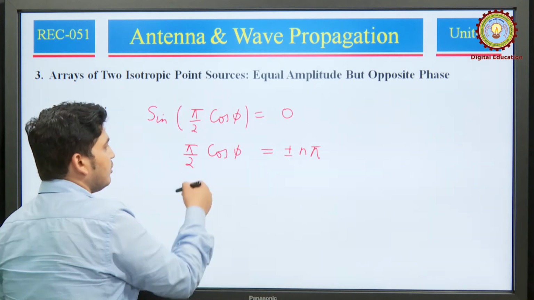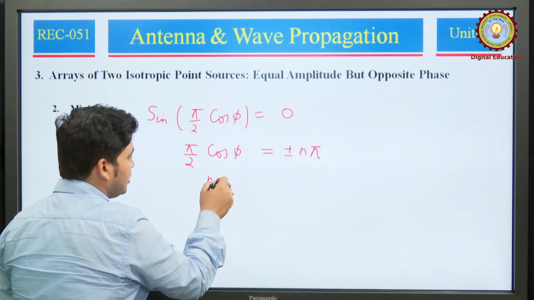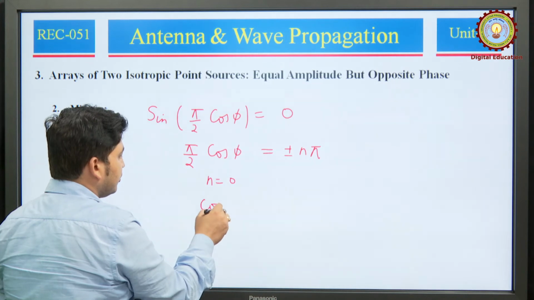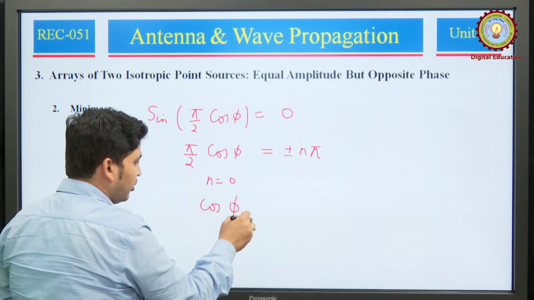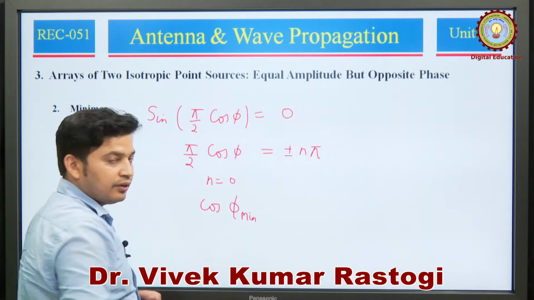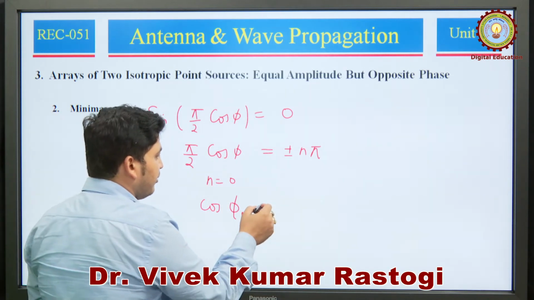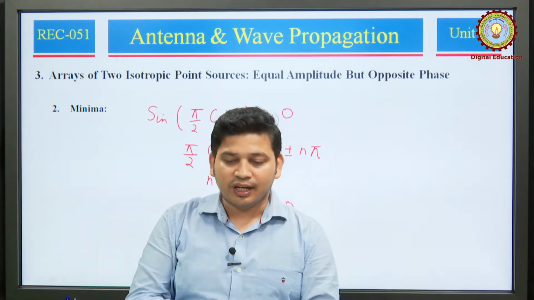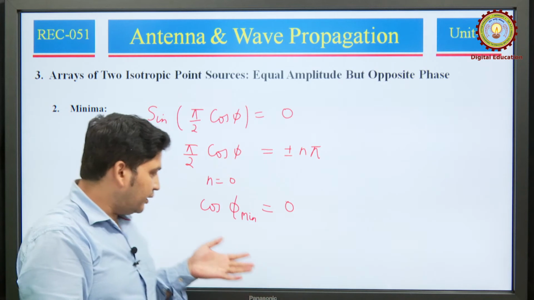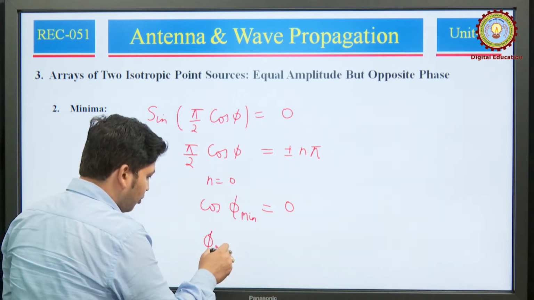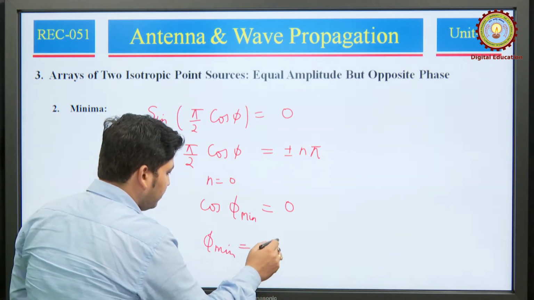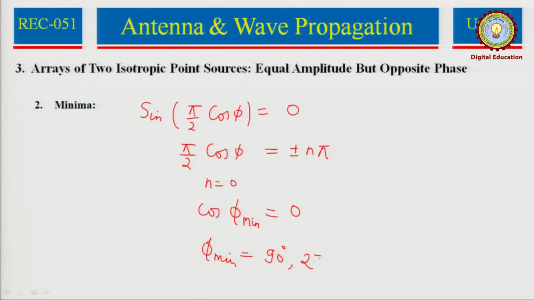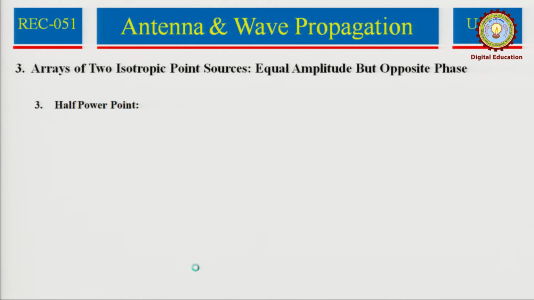Now, again what is the value of this? Putting n is equal to 0, what will we get? Cos phi minima, small m, or you can write min, it is up to you. Cos phi min is equal to 0. Now, again you have to find out this answer. If you remember, the answer of phi min when you solve this is 90° and 270°. So, this way we have arrived at our minima points.